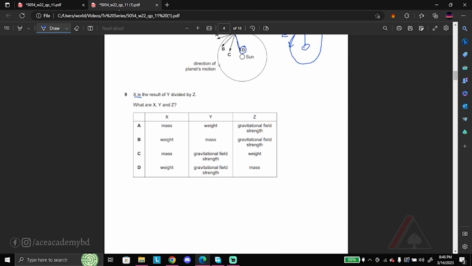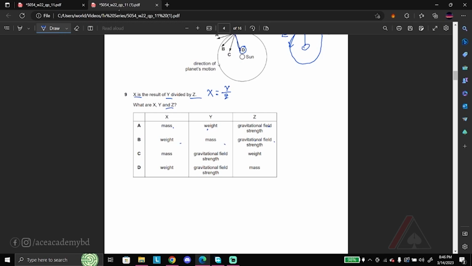So X is the result of Y divided by Z. Well, what are X, Y, and Z? Okay, so let's write it down. X is equal to Y divided by Z. The first option is mass, weight, and gravitational field strength. In fact, all the options contain these three quantities.